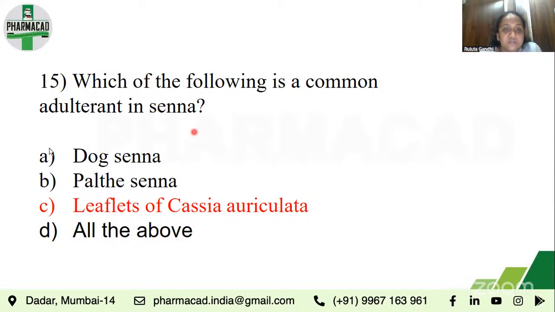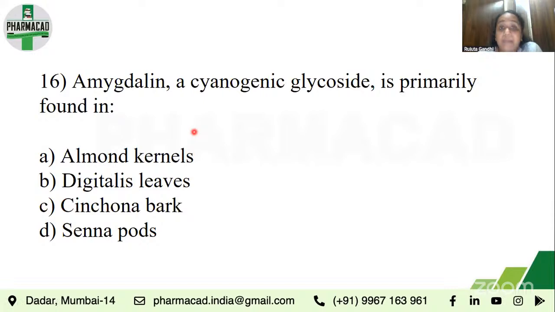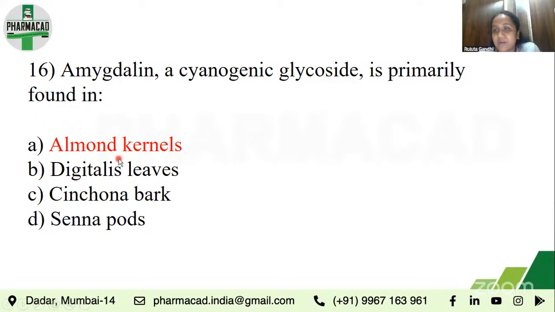Next question. Amygdalin, which is a cyanogenic glycoside, is primarily found in what? Almonds, digitalis, cinchona, or senna pods. So amygdalin, they have given it here cyanogenic. So you can eliminate the option of digitalis, it's a cardiac. You can eliminate senna because it's an anthraquinone, and cinchona bark itself also you can eliminate because generally we see it under alkaloids. And they have mentioned glycoside. So answer to this is almond kernel.